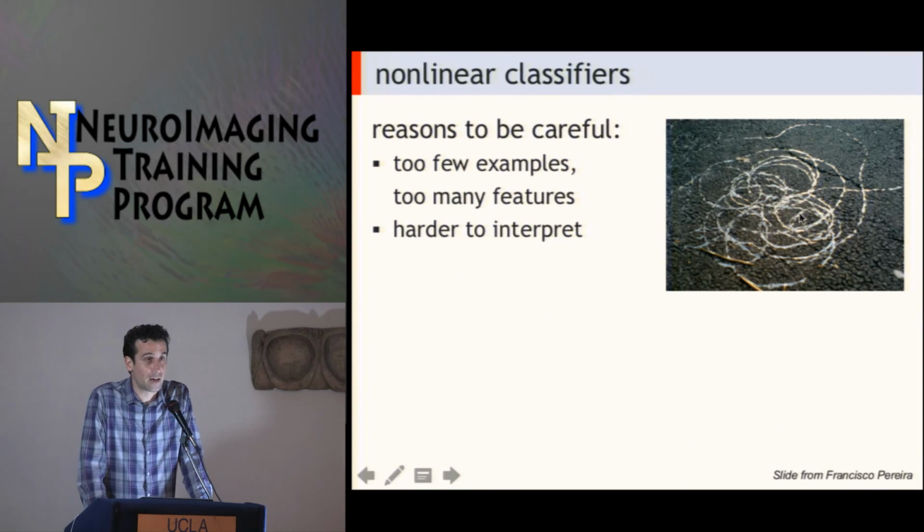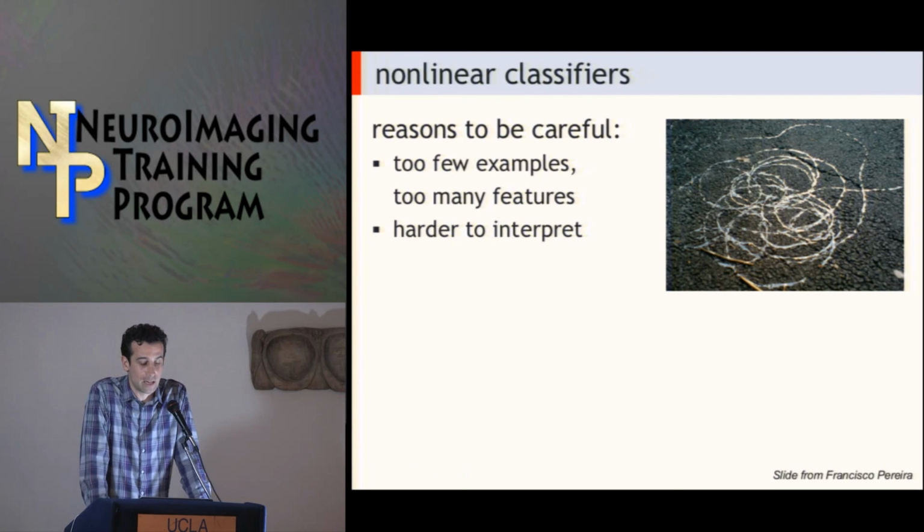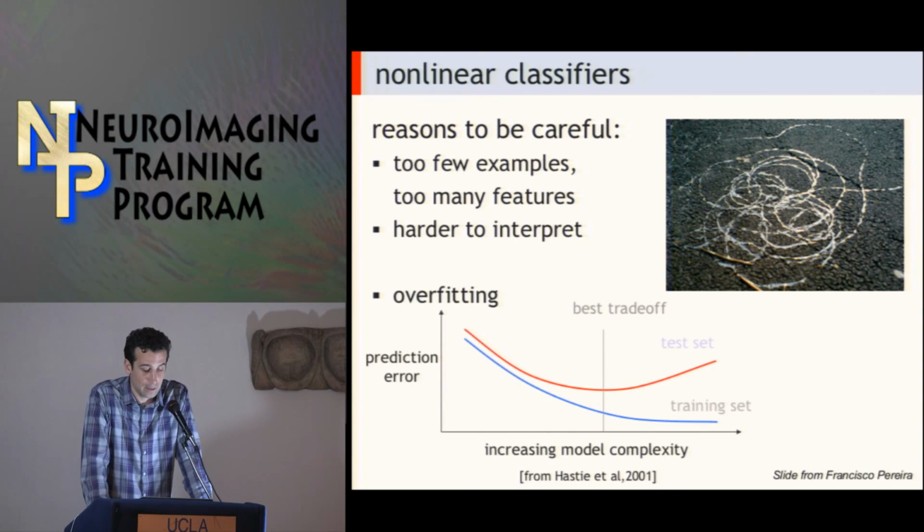And nonlinear classifiers, one should be cautious about. You often have very few examples in fMRI data and many features. So you have many voxels and few trials. And so these models are prone to overfitting.